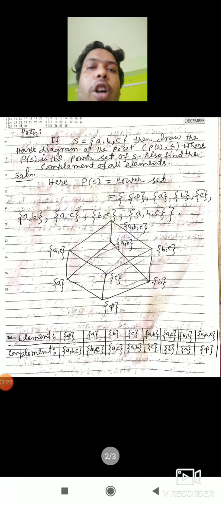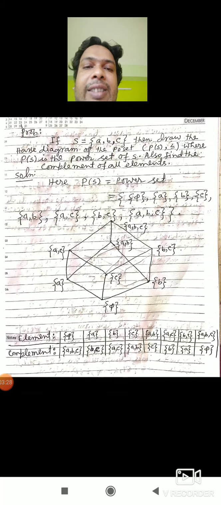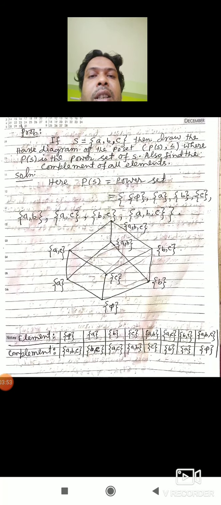Then we draw A and C to AC, and draw BC from B and C, and draw AB from A and B. Then draw ABC from AC, AB and BC. ABC is the immediate successor of AC, AB and BC.